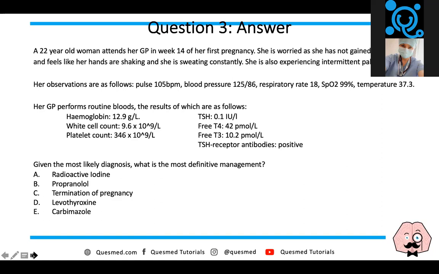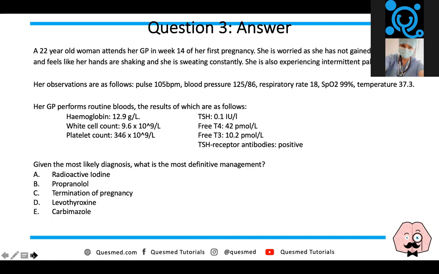So let's go back to the question. We've got a woman in her second trimester who's got classic signs of hyperthyroidism. The stem hasn't specifically mentioned a goiter or any eye signs, but her T3 and her T4 are high, aren't they? And her TSH is low, and she is positive for those TRAB antibodies. So the diagnosis here is Graves' disease. And she does need treatment for this.